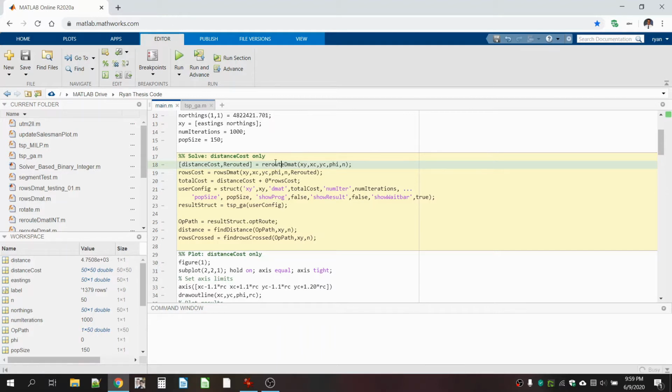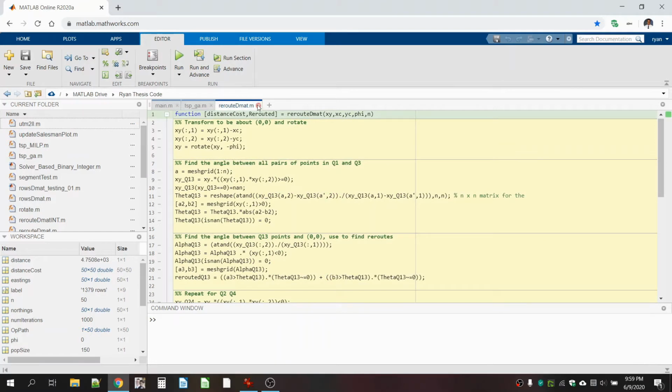So let's go to this. I'm going to hit Control D now to open Reroute DMAT. Just to keep things neat, I'm going to close the TSP_GA function. This entire function is based off of that one line of code in the TSP_GA function to create DMAT. I can't take credit for how complicated some of this is, because I was using the ideas in that one line of code.